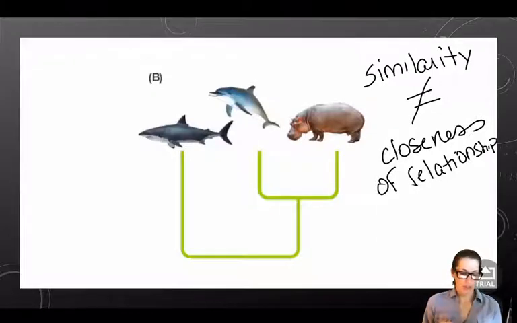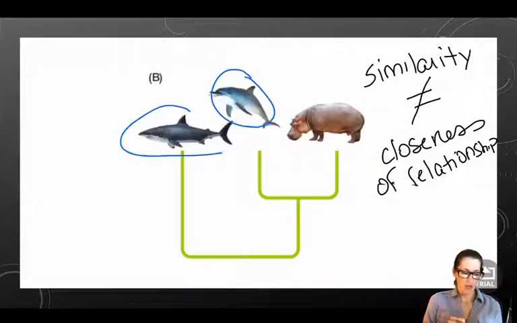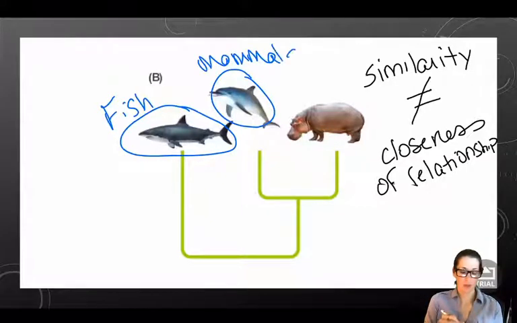A couple of examples. If we look at the body form of dolphins and sharks, just looking at them visually, they're very similar, so it seems that they would be more closely related to each other. But you know this, dolphins and sharks are, well, I shouldn't say very, are somewhat distantly related. Sharks are fish, dolphins are mammals. Dolphins are much more closely related to hippopotamus than they are to a shark.